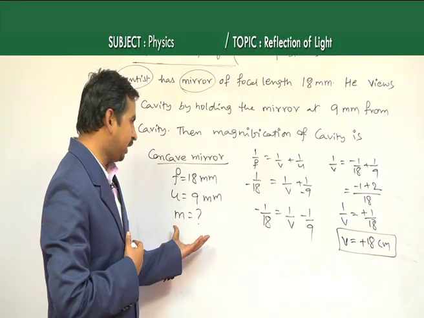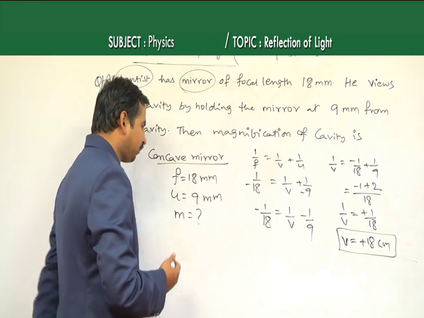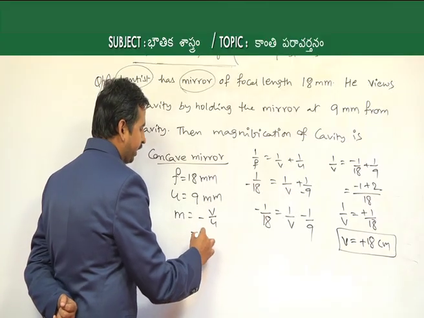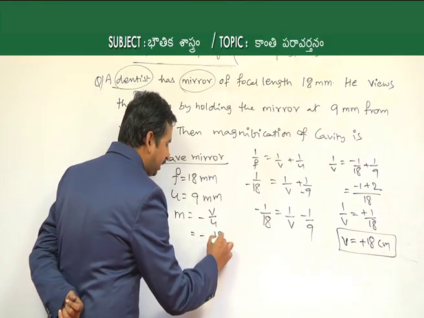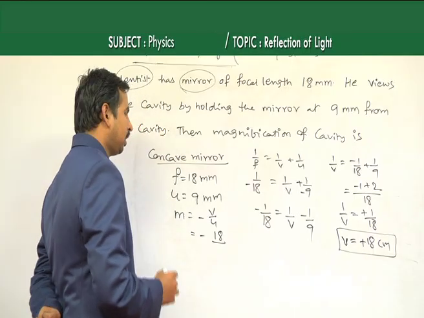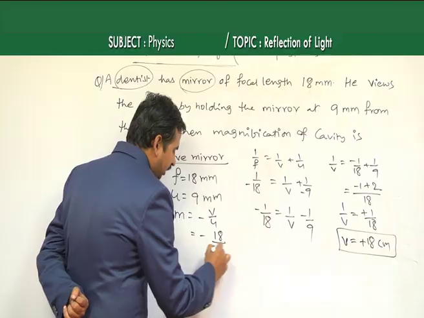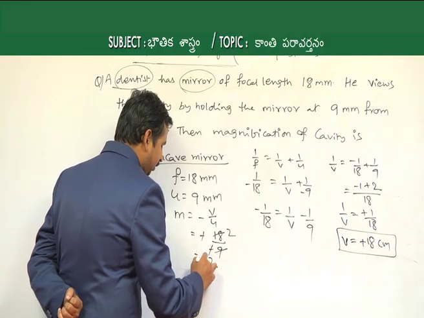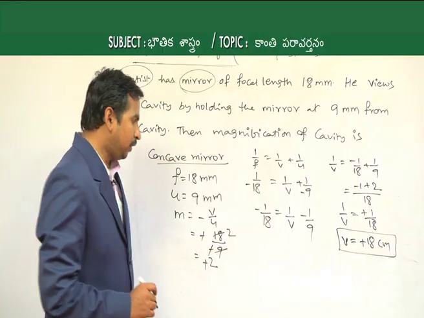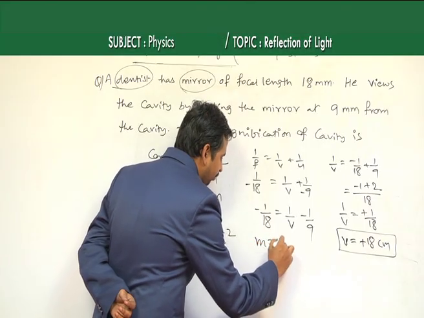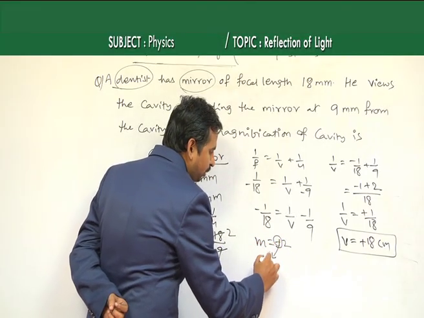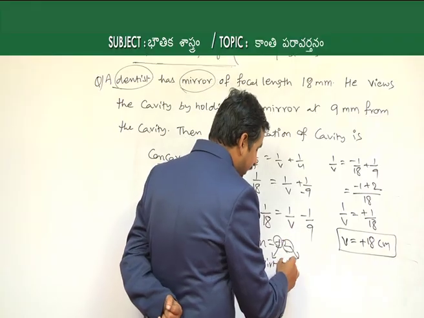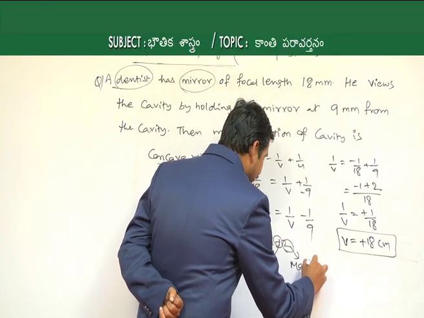And not only that, what we need here is the magnification. To get that, we know that m is equal to minus v by u, that is minus of image distance, which is plus 18, over object distance, which is minus 9 mm. The minus minus get cancelled, and 9 ones and 9 twos get cancelled. Here we are getting plus 2. Remember, if we get the m value as plus 2, this plus represents a virtual image, and 2 represents more than 1, which is why it is magnified.